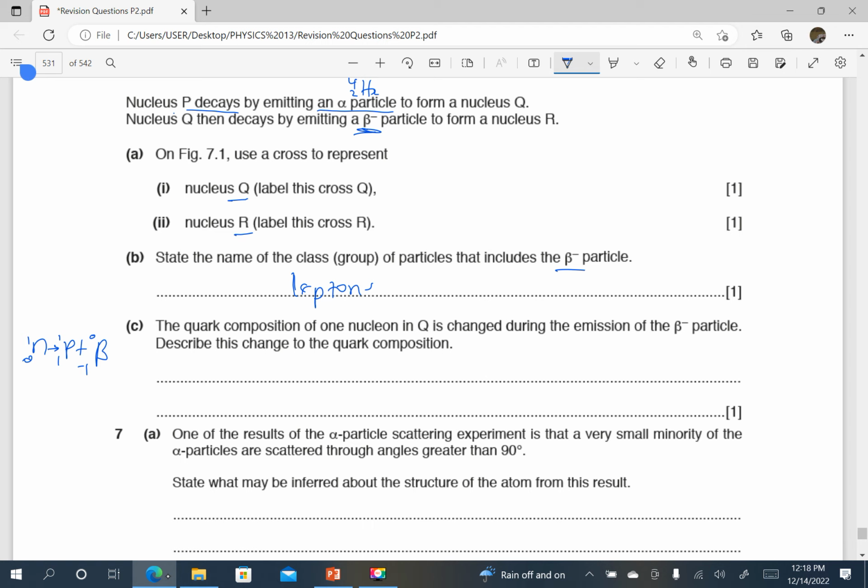So what is happening to the quark composition when a neutron changes into a proton? We move from up, down, down, that is a neutron, to up, up, down. Or a down quark changes to an up quark.